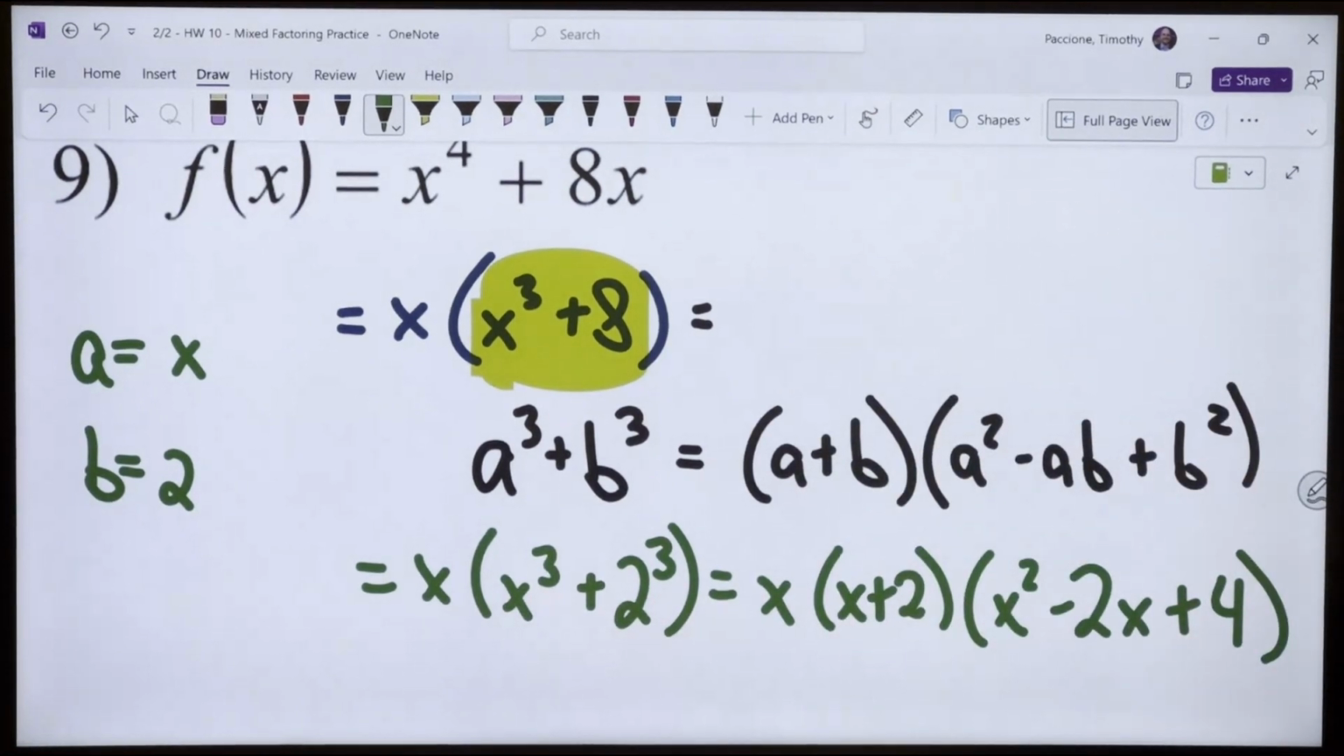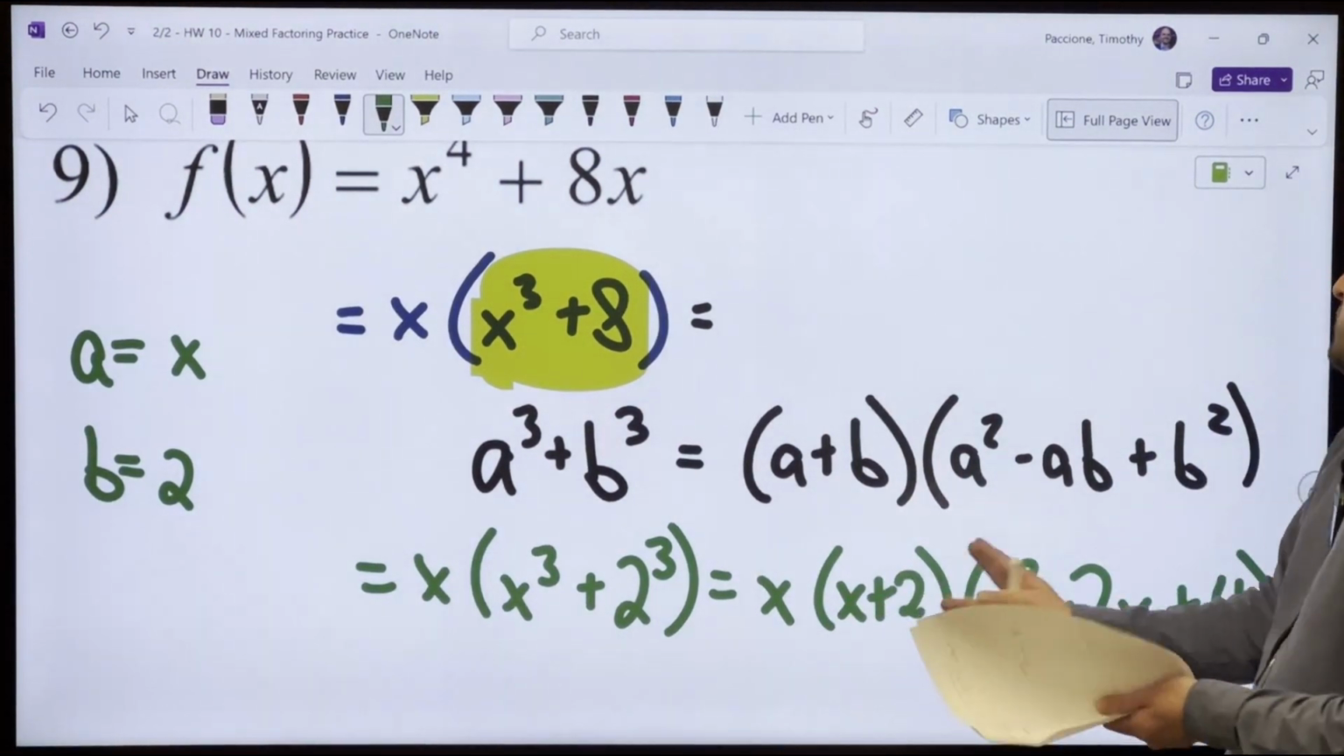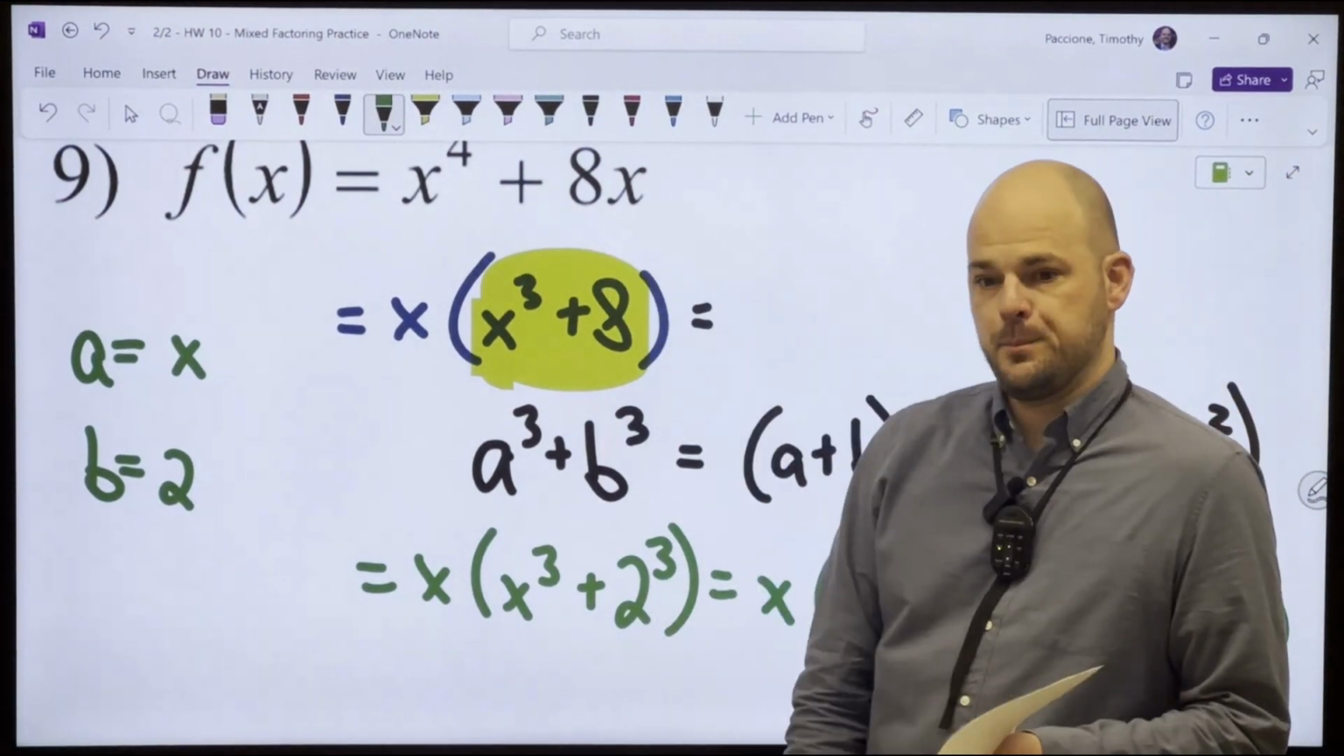Because I know the way these things go with sum of cubes, I know that I can't factor that further. A magic x would not work there. So this is fully factored. Remember, if I wanted to go back, I distribute this, multiply this out, and I should get back to that.